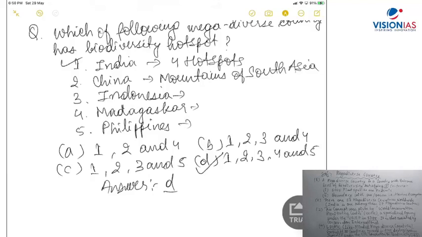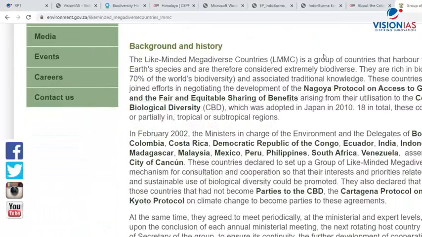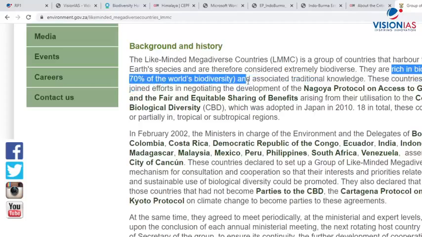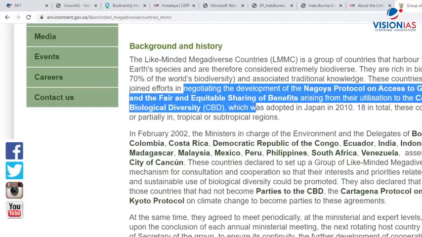Now what I'm coming to is the group of like-minded mega diverse countries, LMMC. What is LMMC? It's a group of countries which have a very high level of biodiversity, rich in biodiversity, 60 to 70% of the world's biodiversity and associated traditional knowledge. And they have come together to negotiate the development of the Nagoya Protocol under the CBD.